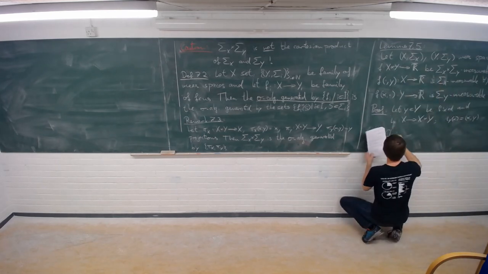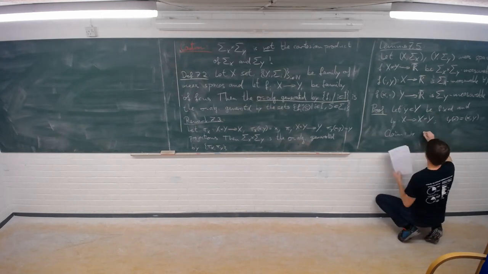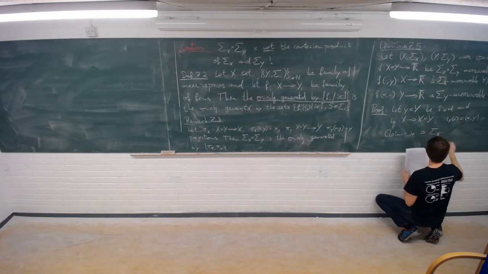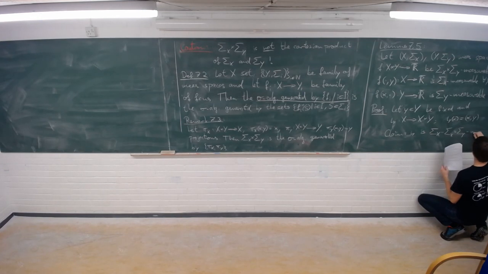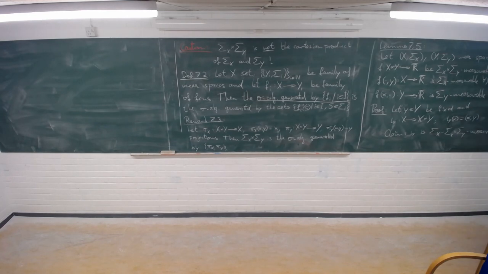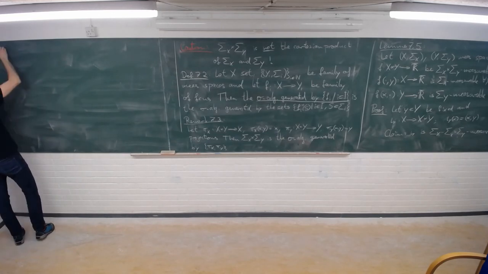And first we're going to prove the following claim. This function iota y is sigma X times sigma Y measurable. Right, so this makes sense. This function goes from X to X times Y. On X we have the sigma algebra sigma X, and on X times Y we have the product sigma algebra. So it makes sense to talk about measurability of iota y in this sense. And now we'll prove the claim.